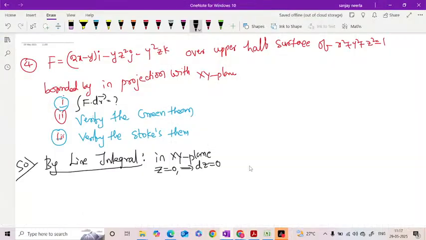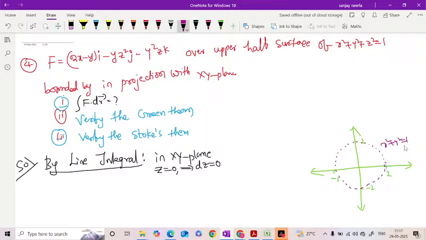Okay, so here the line integral is in the xy plane, z is equal to 0 and dz is equal to 0. In the next class I will show you the structure. So this sphere now becomes a circle on the xy plane. What is the structure of the circle here? Assume this is the y axis, this is the x axis, and x is equal to 1, x is equal to -1, left and right, top end is +1, bottom end is -1. So this is the circle, and the equation is x square plus y square is equal to 1.